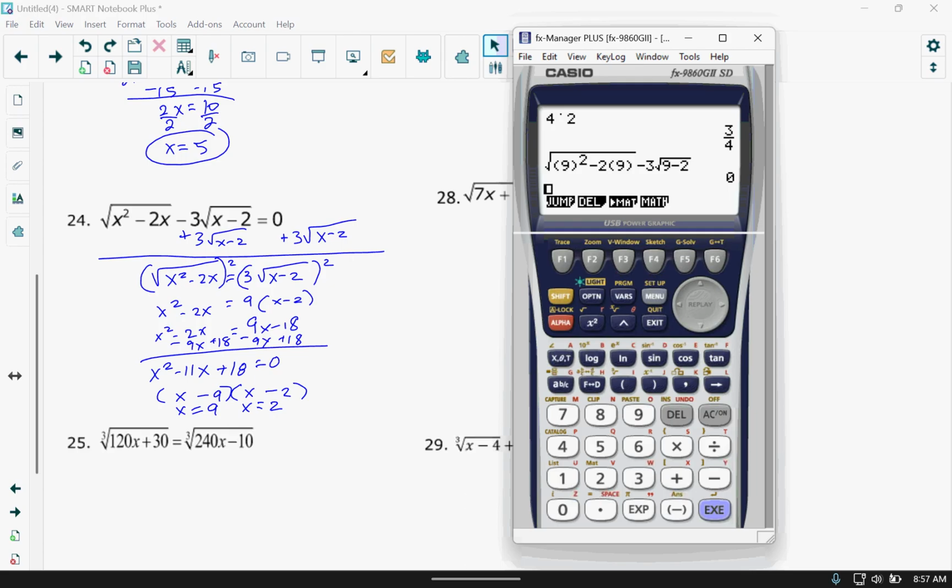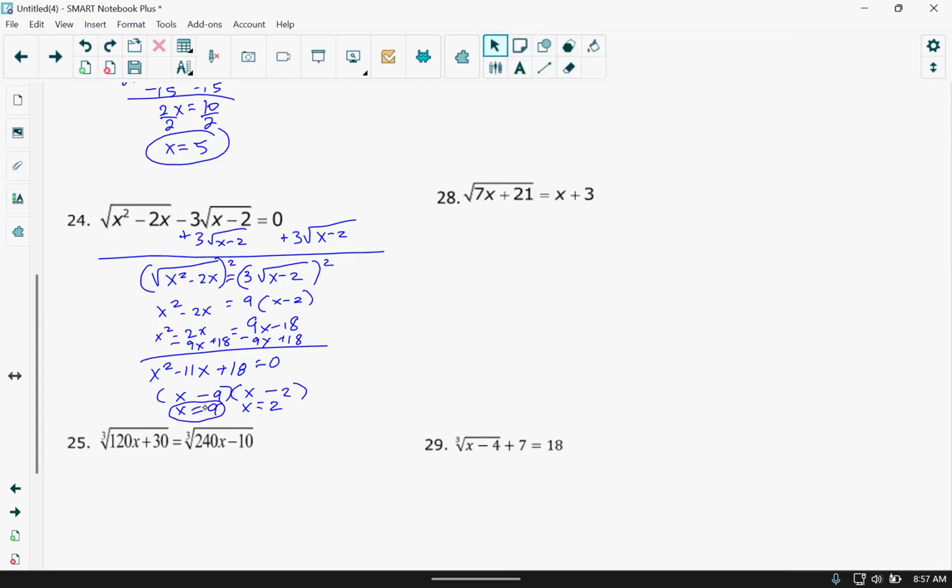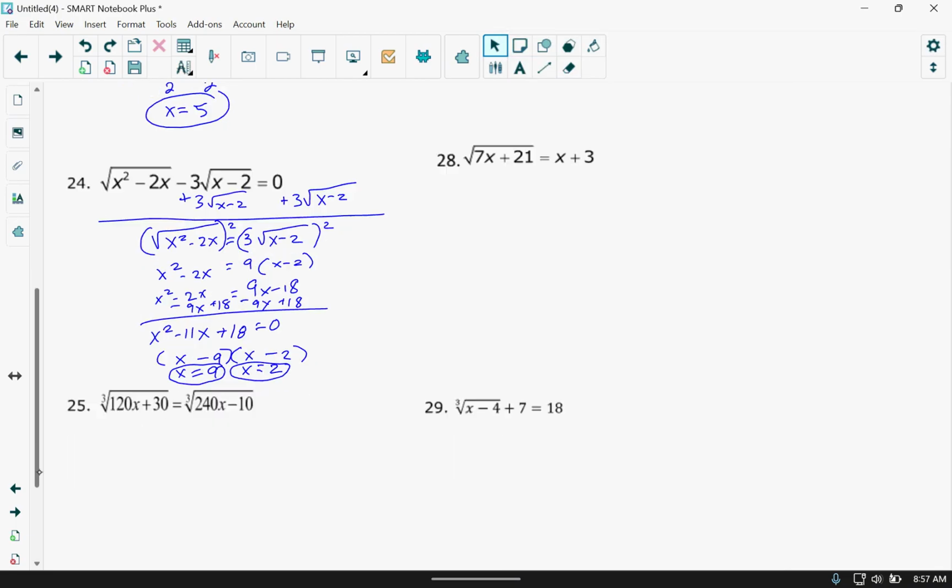Then we can go and check the 2, and I don't have to retype the whole problem. I just have to go in and delete all the 9s and turn them into 2s. So there's the first one. There's the second one. And there is the third one. So both of them give us 0. So those are both going to be our solutions, and none of them are extraneous.